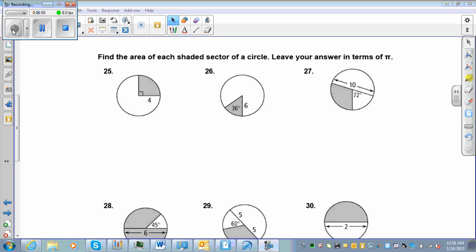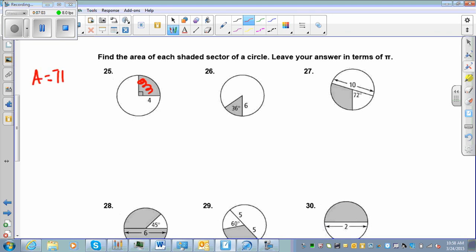All right, for 25 to 30, we are going to use the area. So I'm trying to find the area of the shaded region. There are two different ways you can do it. You can find the area of the circle, which is pi radius squared. In this case, my radius is 4, so 4 squared is 16, so 16 pi is the whole area. But I'm only looking for when it is a 90-degree angle. This is a 90-degree angle. So I can take 16 pi times 90 over 360.